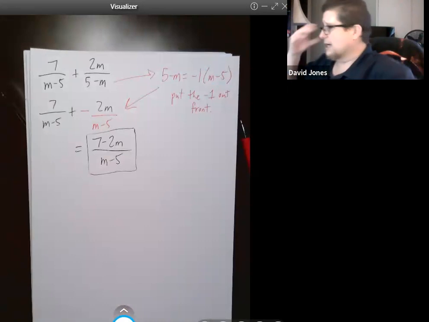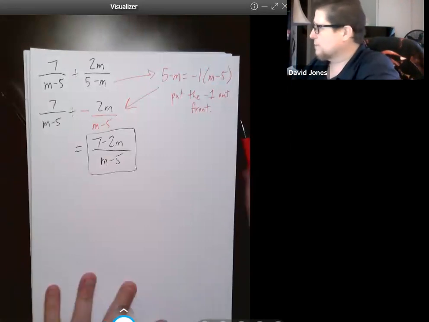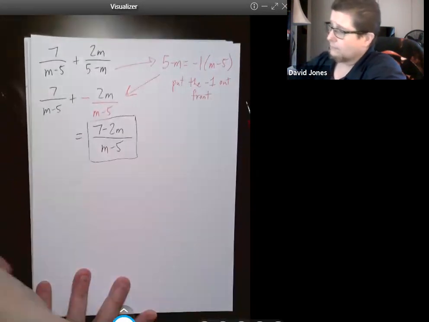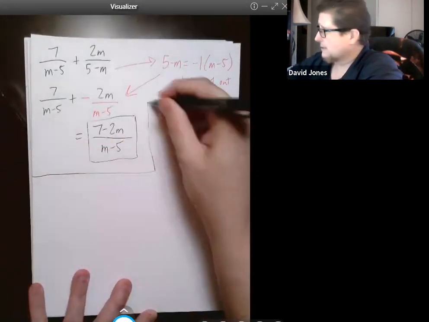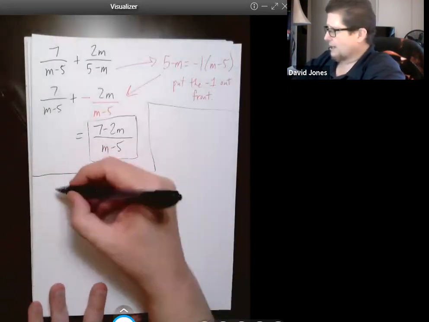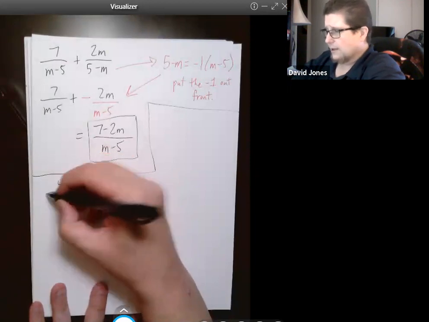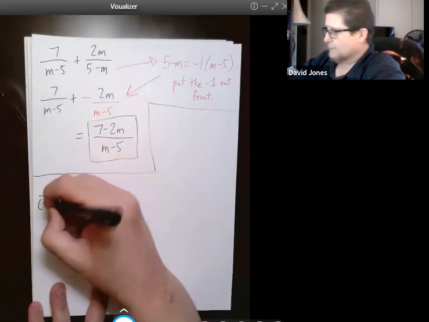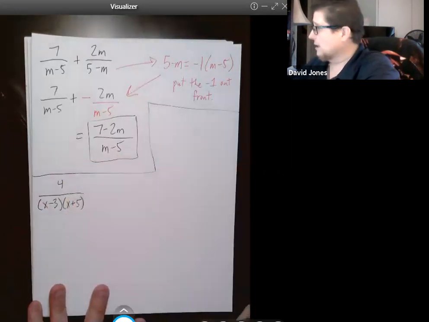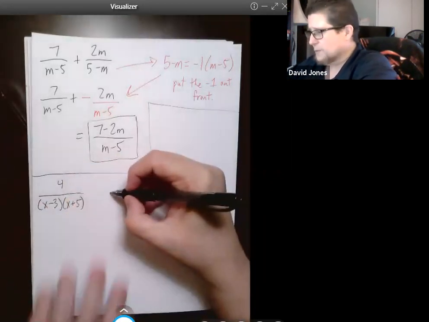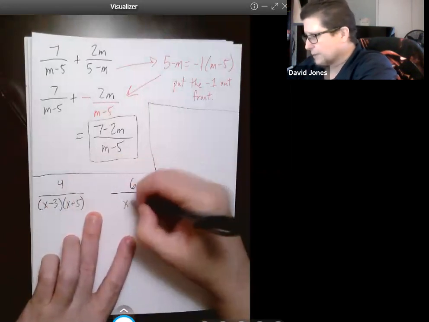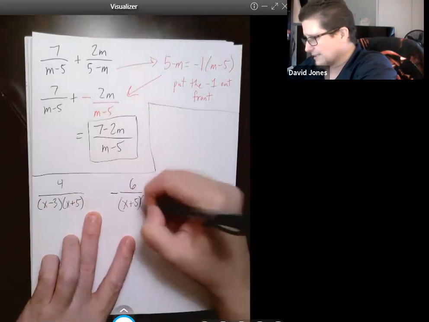So far, the denominators have been single terms, but they don't have to be. Let's do 4 over x minus 3, x plus 5. And then I'll leave some space to write if I need to. 6 over x plus 5, x minus 5.